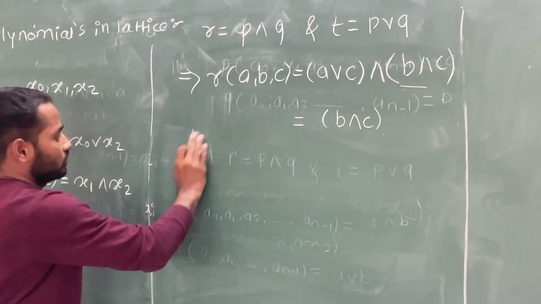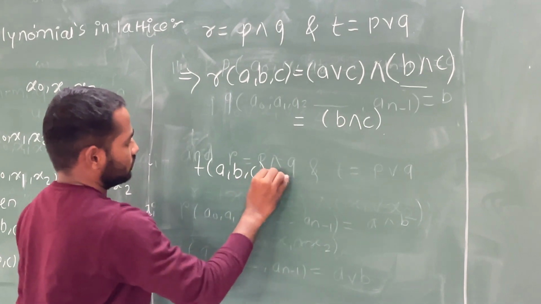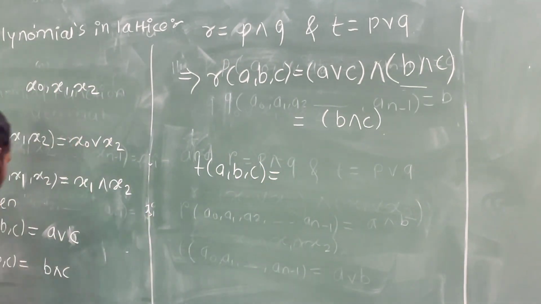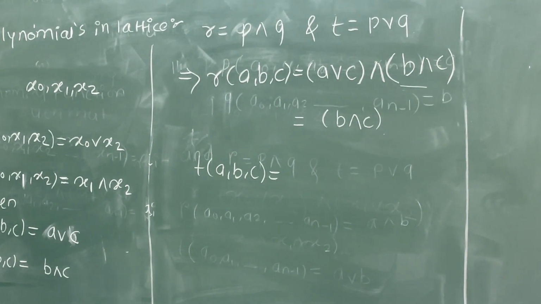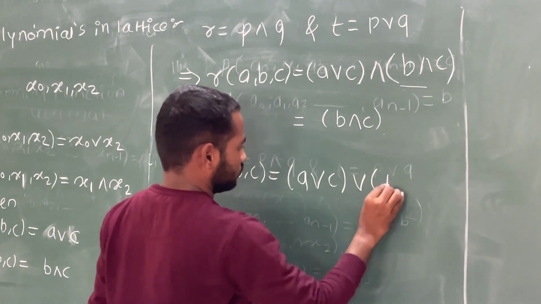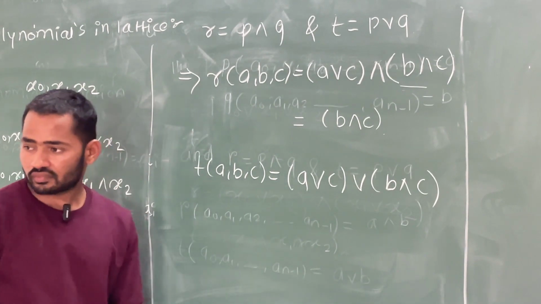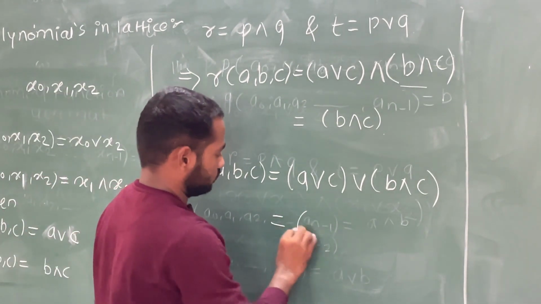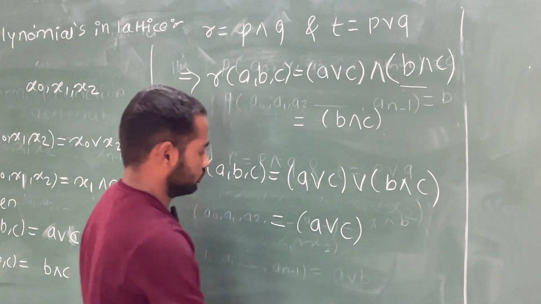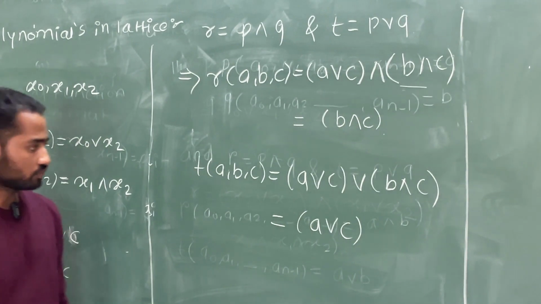Yes. Here T of ABC. What is the T of ABC? It is the join of ABC. T of ABC is P join Q. What is the value of T of ABC? Why is it A join C? Has everybody understood? Because A join C is bigger and B meet C is already there inside. Yes?